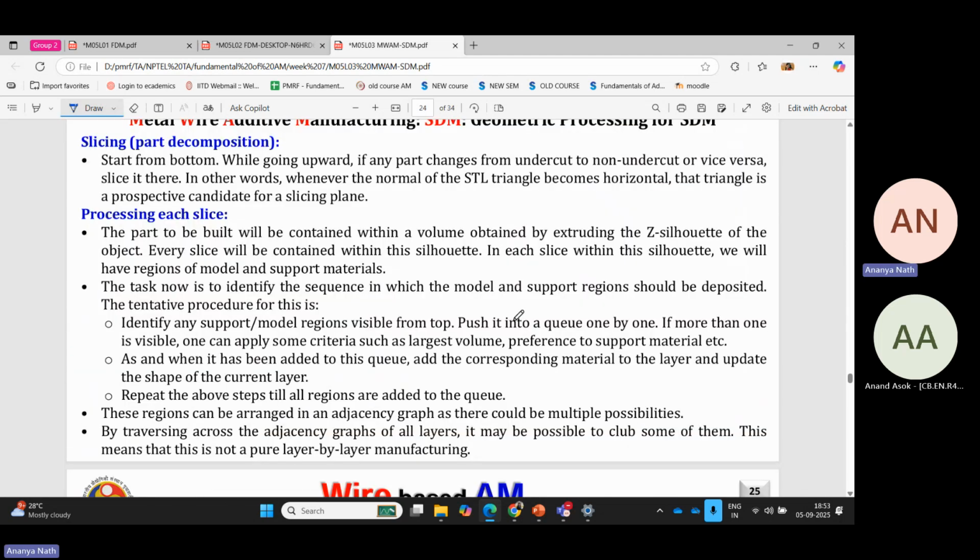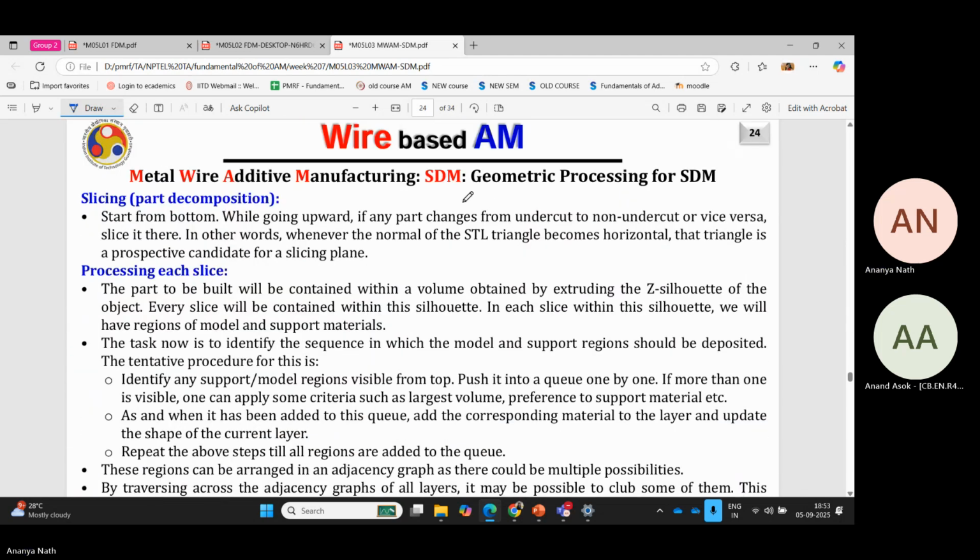This is another example of a part. So in SDM, the slicing is very important. Processing each slice is also important, because here you are not treating all the slices equally. You are treating different zones differently, and each zone has multiple slices.